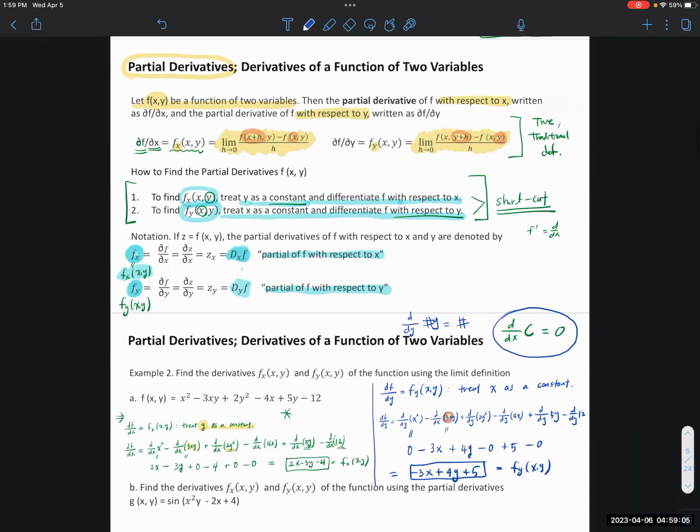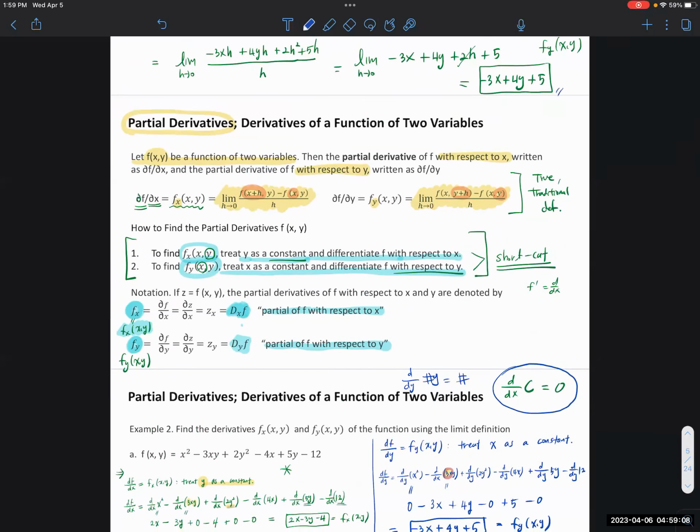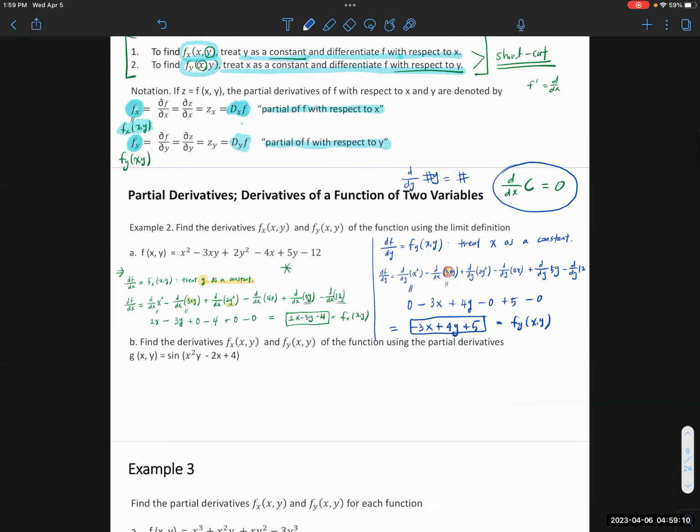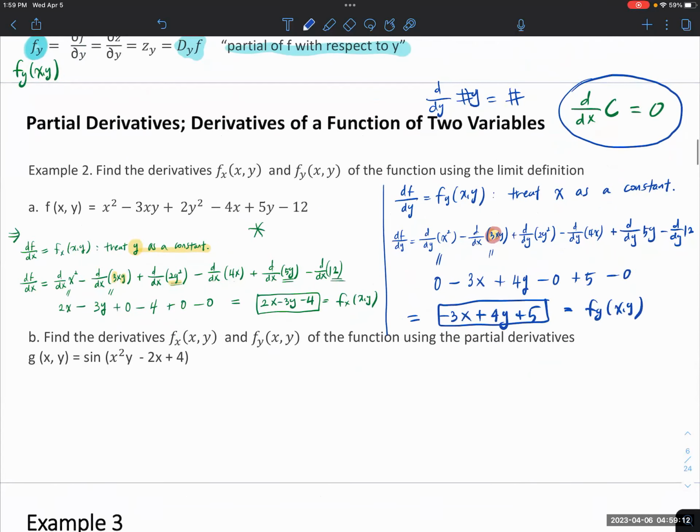Let's double check the answer. Yes, we have the same answer. So I prefer to use this shortcut. Just treat the other variable as a constant and take the derivative directly. So that's the partial derivative technique. We're going to see many different functions. So if you guys are okay, can you show me your thumbs up? Are you guys okay with that?